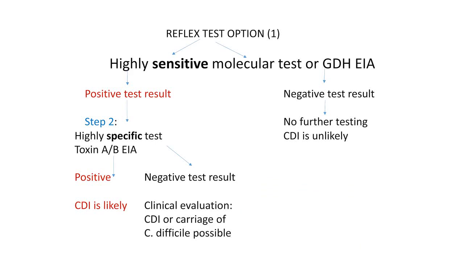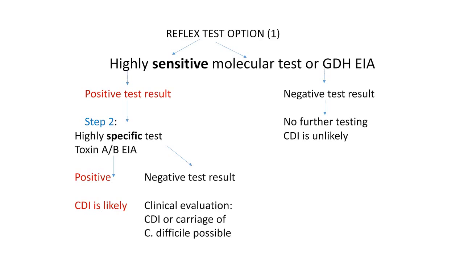Let's go through one of the reflex test options. This one is using a highly sensitive molecular test, or GDH enzyme immunoassay, as your primary test. If this is your primary test and the results are negative, on the right-hand side, negative test result, there's no further testing. CDI is unlikely. However, if you have a positive test result on the left-hand side, you have to go to step 2 of your reflex procedure. This would then be following your highly sensitive molecular or GDH with a highly specific test, such as testing for toxin A and B using enzyme immunoassay.